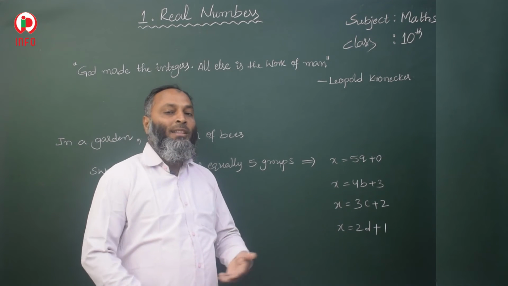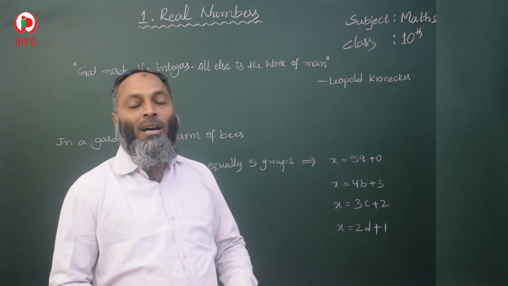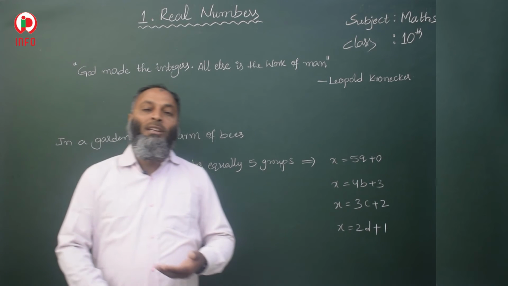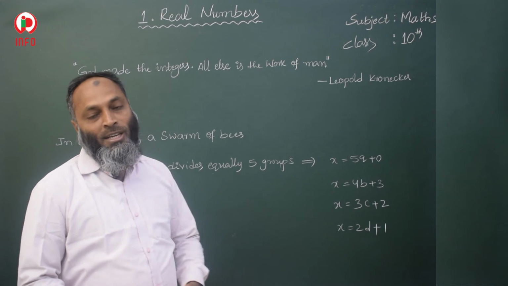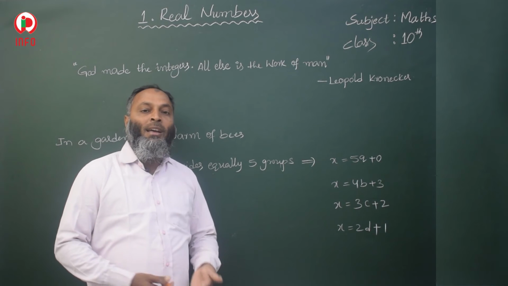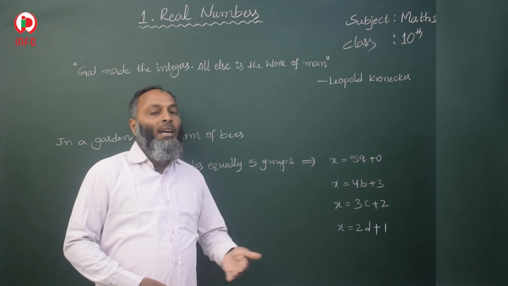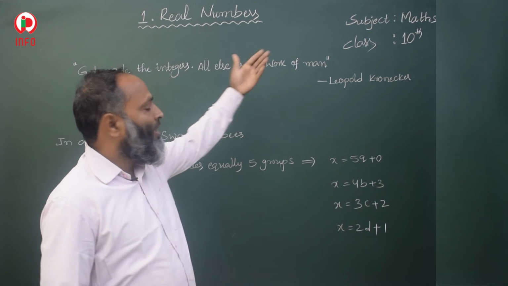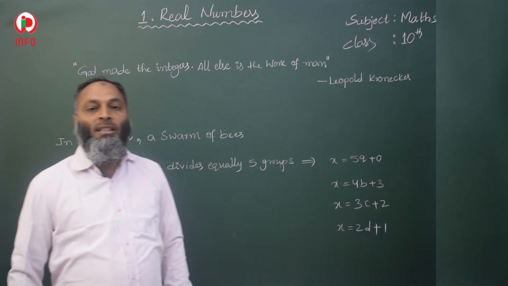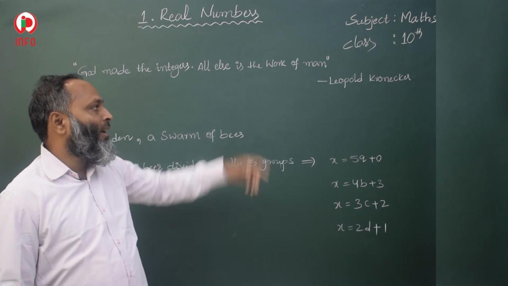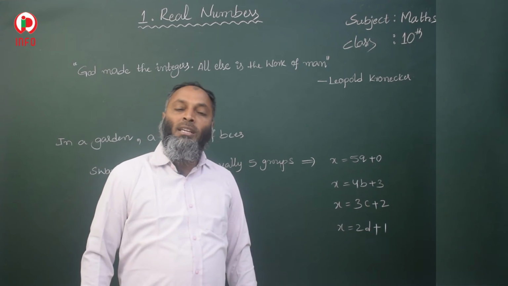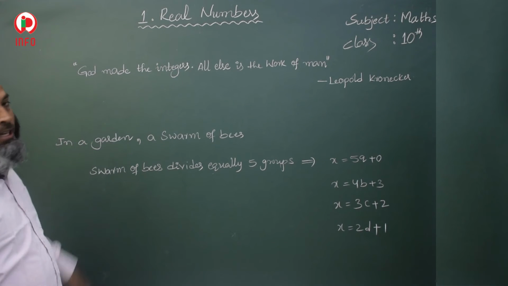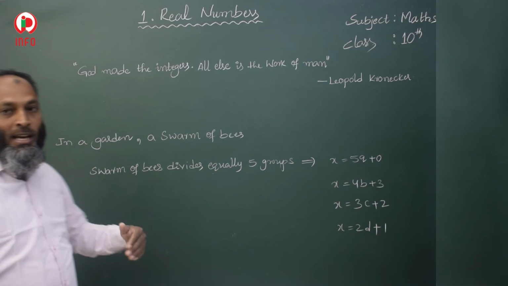So what is the work? How to add, how to subtract, how to divide, and how to multiply. All these fundamentals: what are the rules and regulations, what is the system, how to add integers, how to subtract integers, and what is the method. That work is man's work, said Leopold Kronecker. Okay. Then after that, in this real number system, we are going to discuss an example.